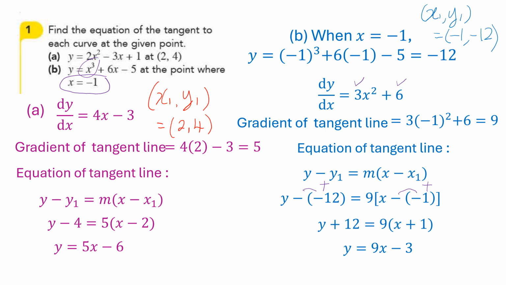So if I'm going to give you a graphical representation, this is a cubic curve, but we don't really have to worry how the curve looks like. Right, so at this particular point, x equals negative 1. Okay, the tangent line must touch the curve, just touch it at only one point. So this particular tangent line, at this point here, x equals negative 1, y equals negative 12. The equation is y equals 9x minus 3.